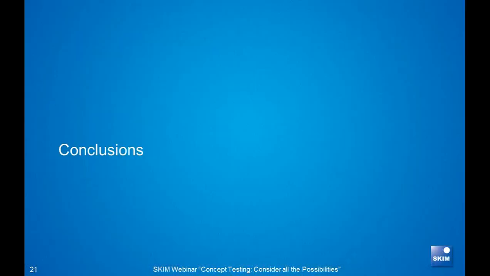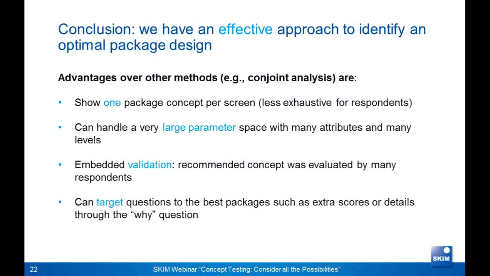Very quickly, we can go through the conclusions. What we've seen is that we have a very effective approach to identify an optimal pack design. The advantages of this method are that you only need to show one package concept to screen, so it's less exhaustive for respondents. You can handle a very large parameter space with many attributes and many levels. The validation is embedded in the algorithm, so the recommended concept was evaluated by many respondents and you get an absolute score of its effectiveness. You can target questions to the best packages, for example, extra scores or additional details by using why questions.